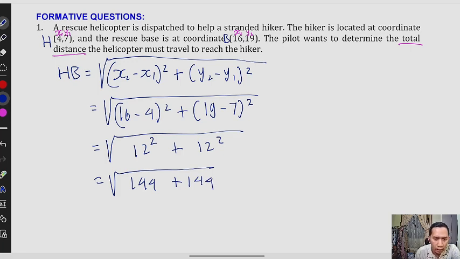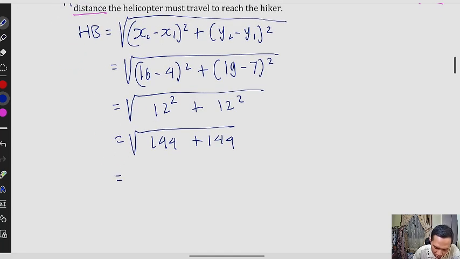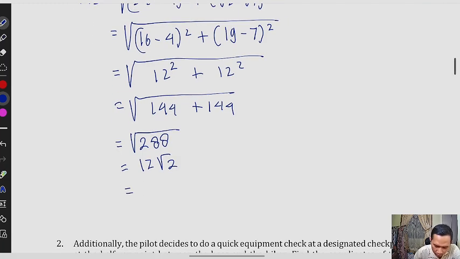Anyway, you will have a calculator during your summative, so you can just calculate it easily. So you have the square root of 288. And in the calculator, you will have 12 square root of 2. But put it as a decimal, everyone, by pressing S to D here, S to D. So press S to D, then you will have the decimal.